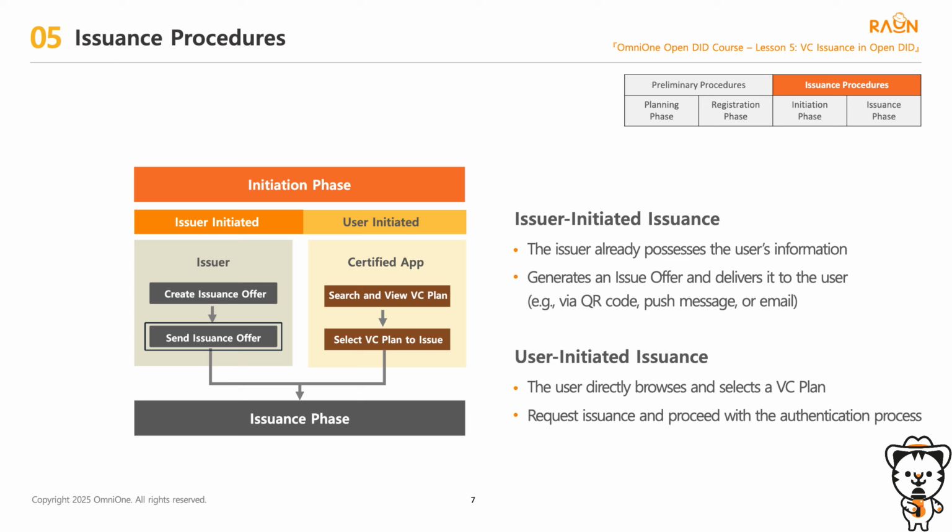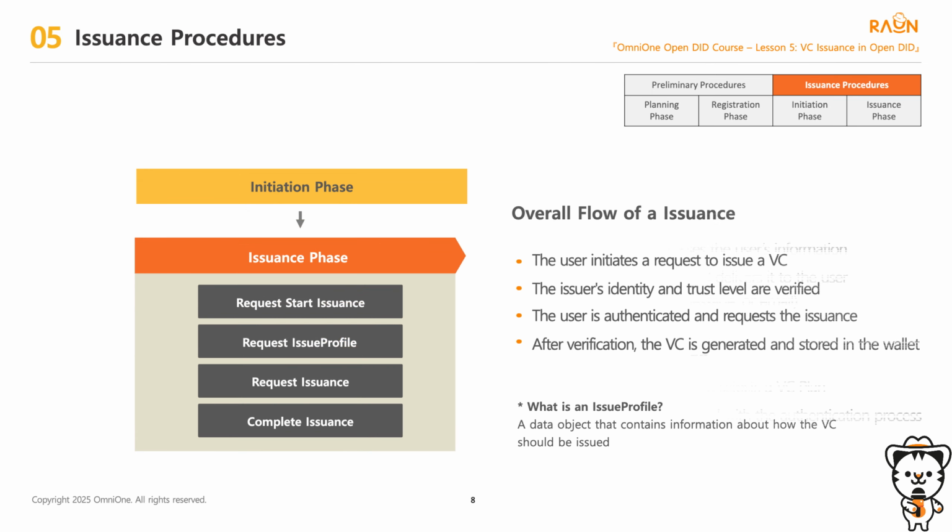For example, Korea University sends a push notification to Hong Gil-dong's phone offering a digital diploma VC. That's issuer-initiated. User-initiated means the user searches for and selects a VC plan directly in the app. For example, Hong Gil-dong opens the app, searches for Korea University's diploma issuance plan, and initiates the request himself. After this initiation step, we move on to the actual issuance process.